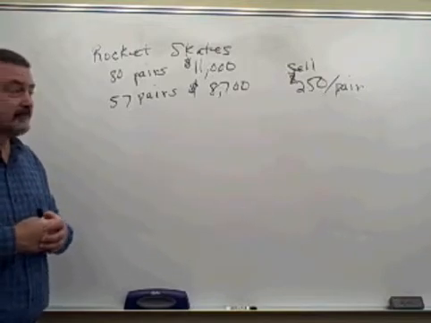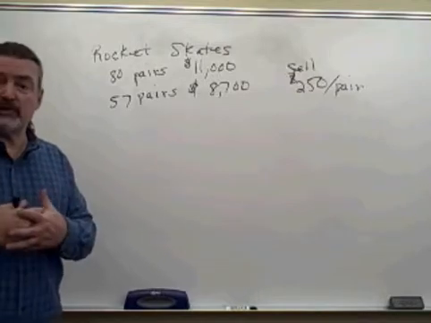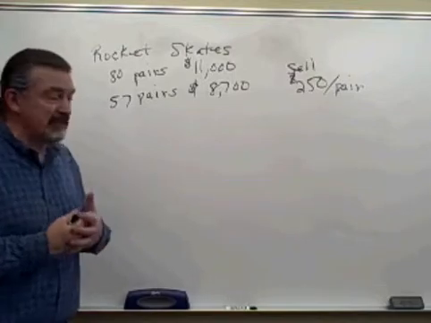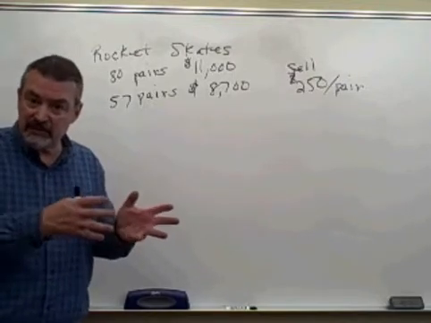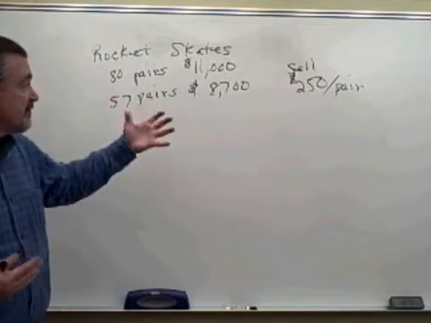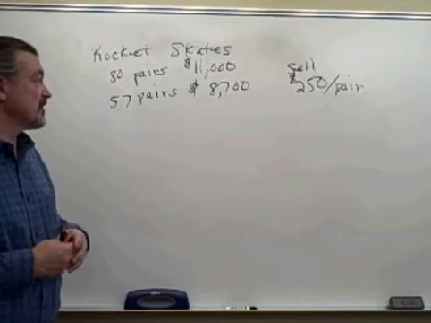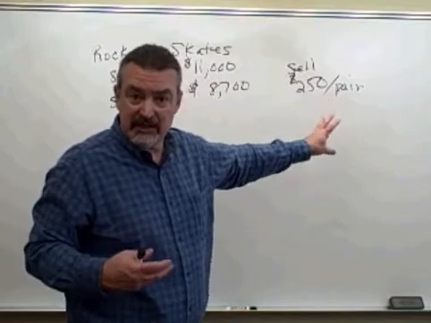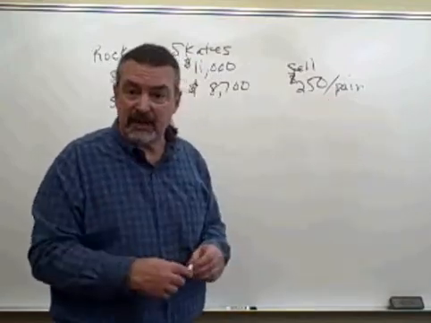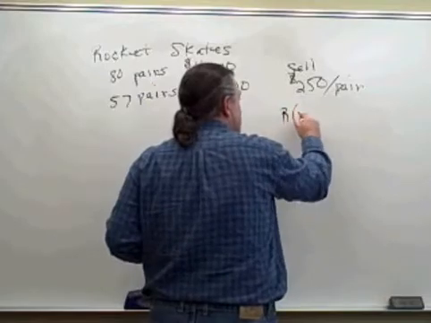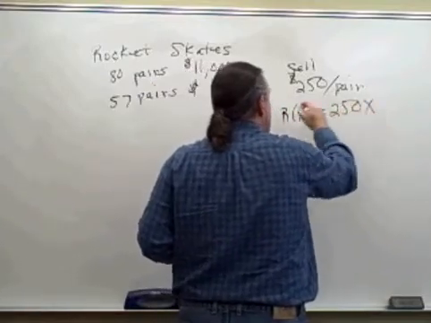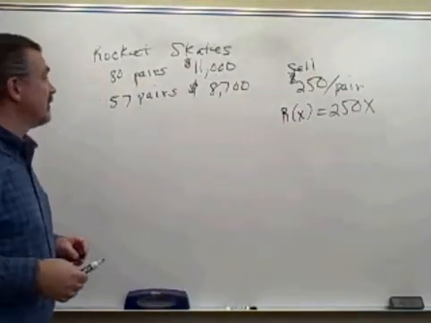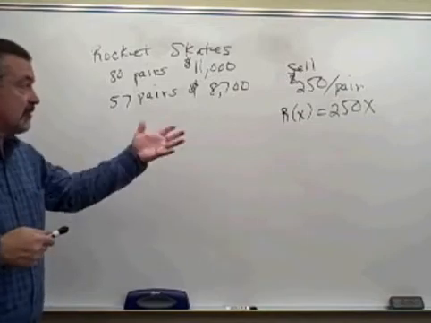break even? Well, in the last video, we saw what you have to figure out to calculate the break-even point. You have to have your cost function and your revenue function. So from this information, we have to construct those two functions. Well, it's relatively easy to construct the revenue function when you know how much you're selling the item for. We're selling them for $250 a pair, so our revenue function would be 250x, where x represents the number of pairs of rocket skates that we're going to make and sell.